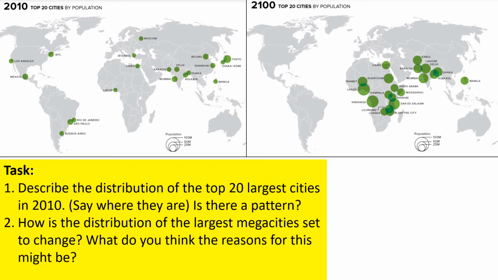So pause the video here to answer these 2 questions. Firstly, describe the distribution, so where they are, of the top 20 largest cities in 2010. Are there any patterns? Think about continents and pick out any examples to back up what you're saying. And then question 2, how is the distribution of the largest megacities set to change? So how is the spread of the largest cities set to change? And what do you think the reasons for this might be? So pause the video here to allow you to answer those questions.